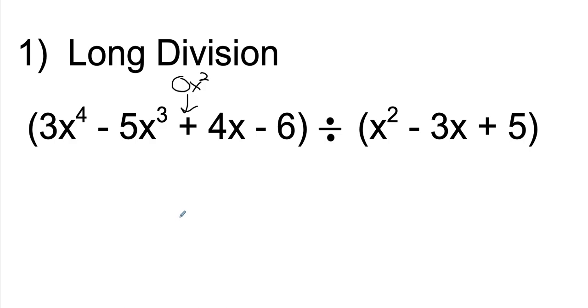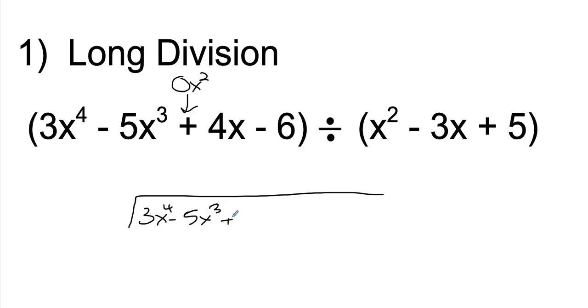All right? So let's write it under our divisor sign. So 3x to the 4th minus 5x to the 3rd plus 0x squared. We have to have every single term for standard form in this one and this one. This one's good. Okay, 0x squared plus 4x minus 6. Write this guy out front.